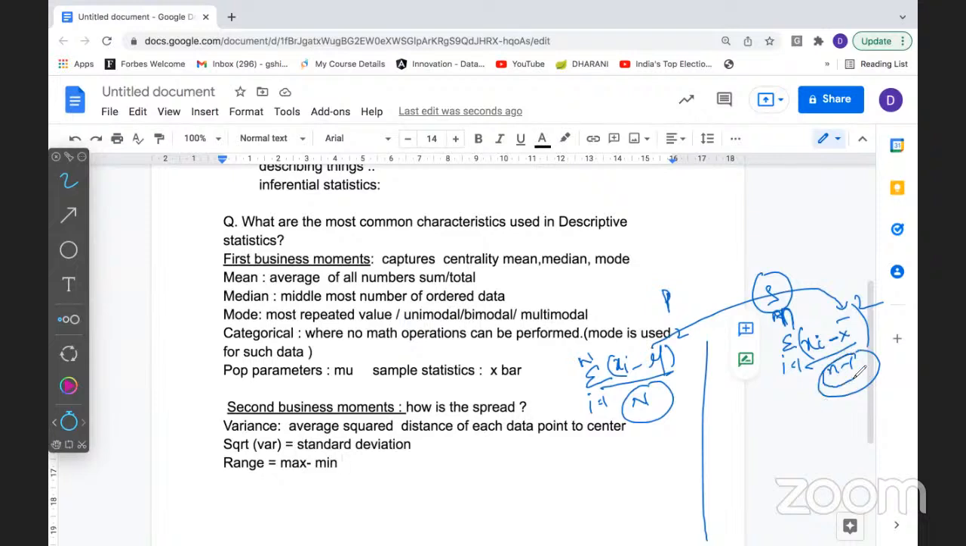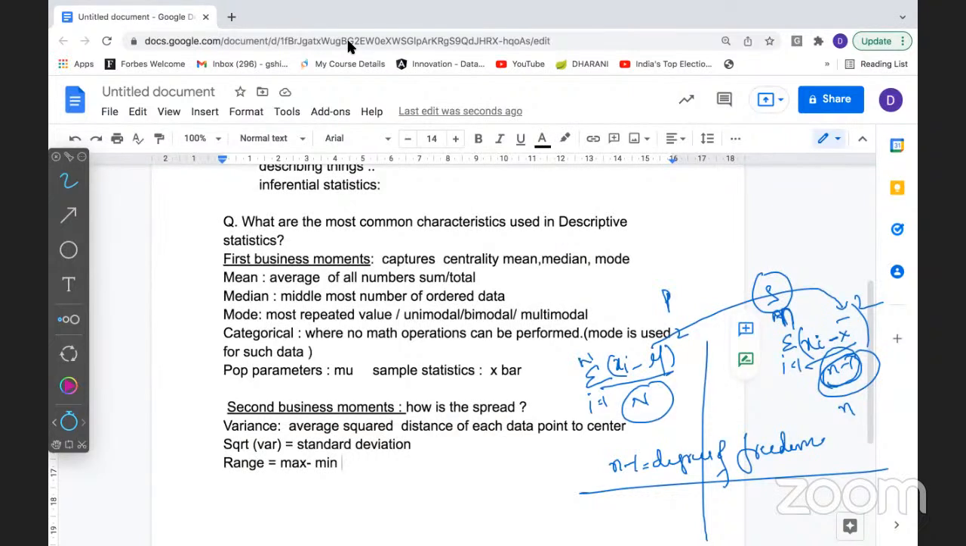Now definitely it should be n. But why is it n minus 1? What is this n minus 1? This n minus 1 is called the degrees of freedom. It is according to the concept of inferential statistics, where the results you get on a sample should be generalized to the population.